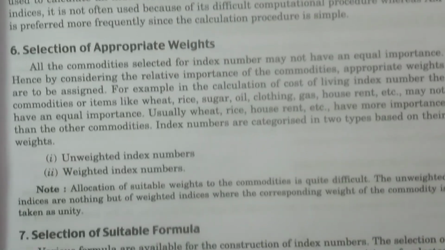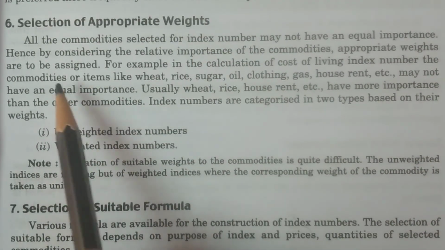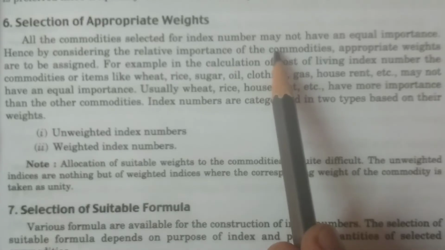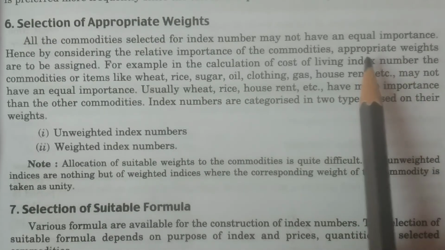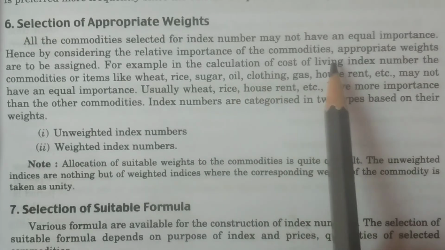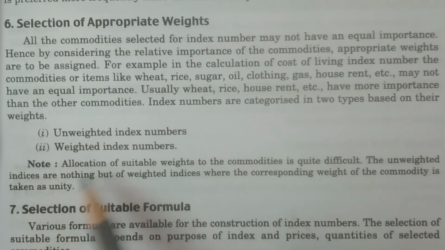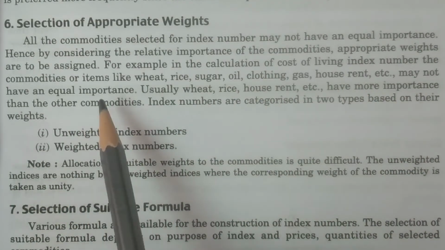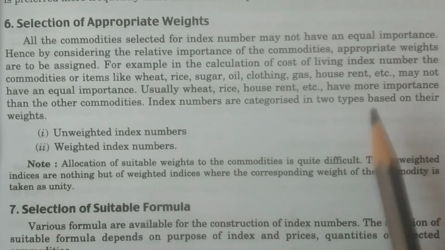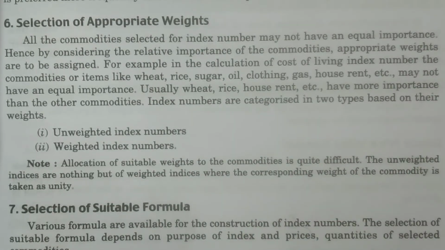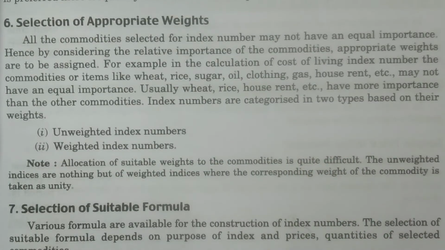Next point, sixth point, selection of appropriate weights. Another important point is that all the commodities selected for index numbers may not have an equal importance. That is also one of the very, very important points. Hence, by considering the relative importance of commodities, appropriate weights are to be assigned. For example, in the calculation of cost of living index numbers, the commodities are items like wheat, rice, sugar, oil, clothes, gas, house rent, etc. They may not have an equal importance, obviously. Usually, wheat, rice, house rent, etc. are more important than other commodities.